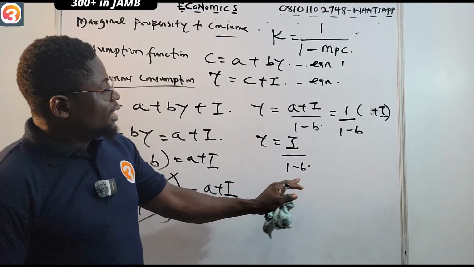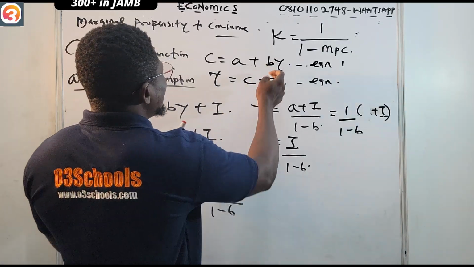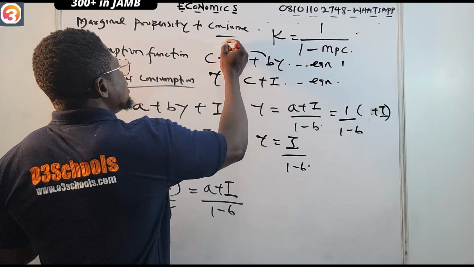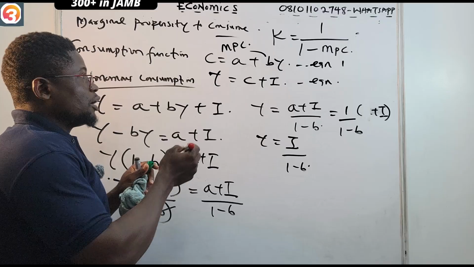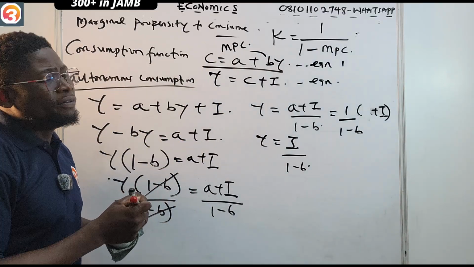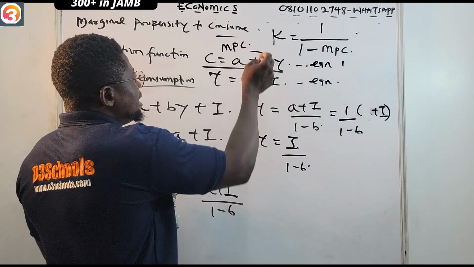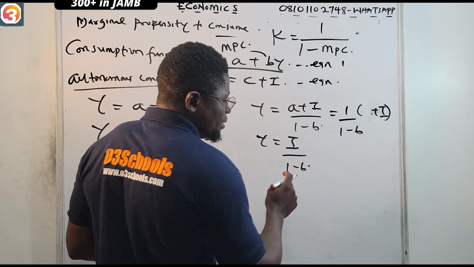We already know that B in this formula is the marginal propensity to consume. B is MPC, from our consumption function. If you did not watch our previous episode, you will not get this very clear. So we also know that our B is MPC. That means you can put MPC here instead of B.